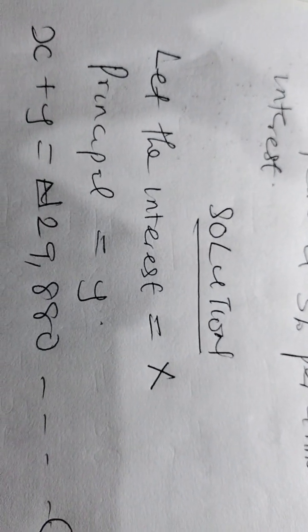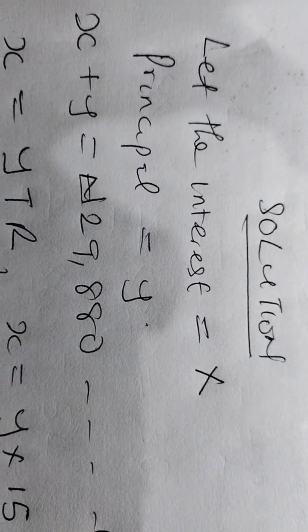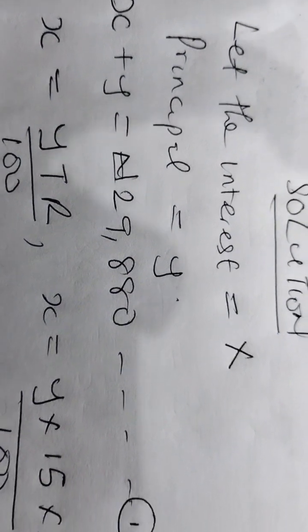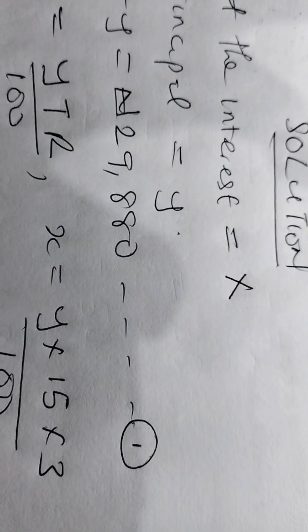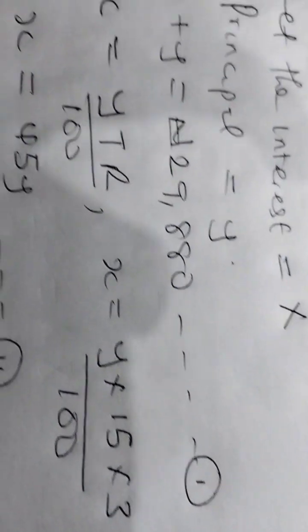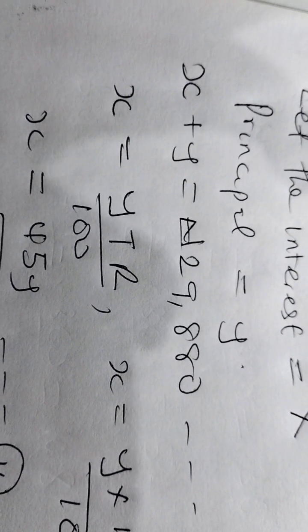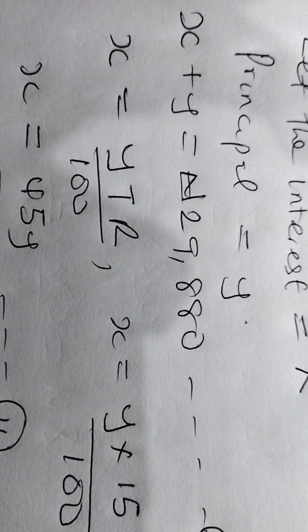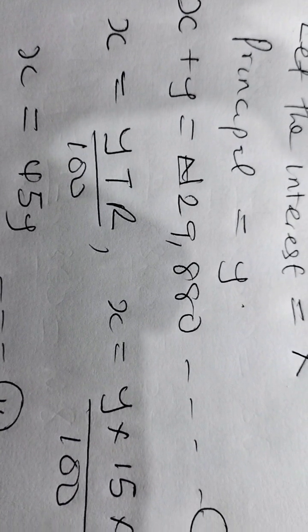Solution: let the interest be equal to S, principal equal to Y. That means S plus Y, interest plus principal, gives us the amount, which is 29,880. Call it equation 1. Then simple interest S is given by Y times T times R over 100, where Y is the principal, T is time, R is rate.